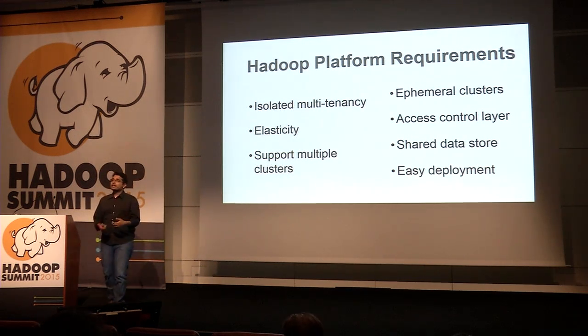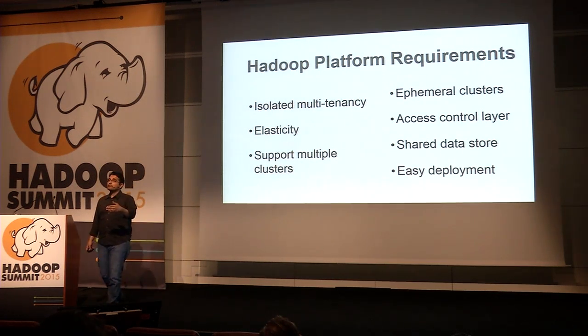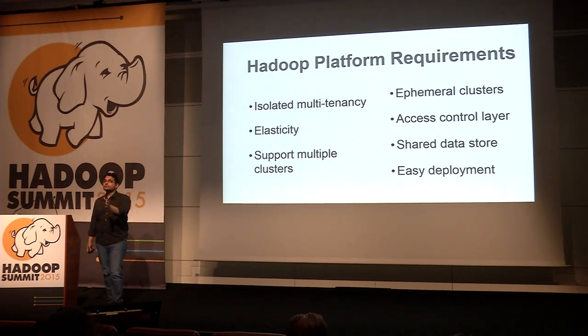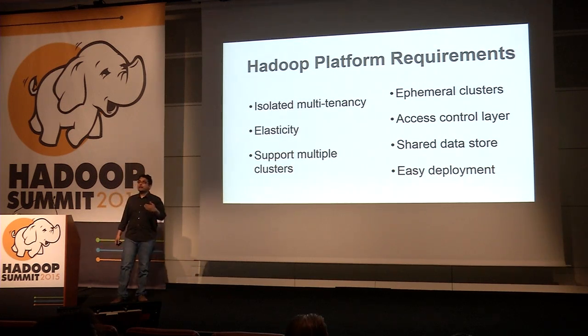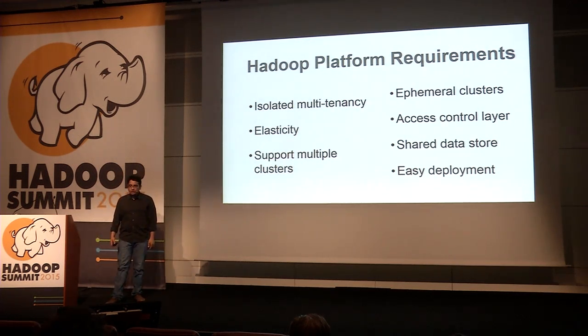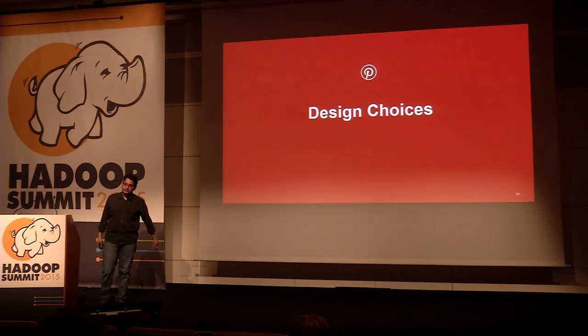We also wanted to have a shared data store so that clusters can share data easily between them. We wanted to make the deployment of data jobs way, way simpler. We wanted to provide some sort of isolation for our developers to be able to run their jobs and not interfere with each other. And then we wanted to provide easy access control so that we can actually add and modify access of developers. So in order to meet these requirements, we came up with the following design choices.